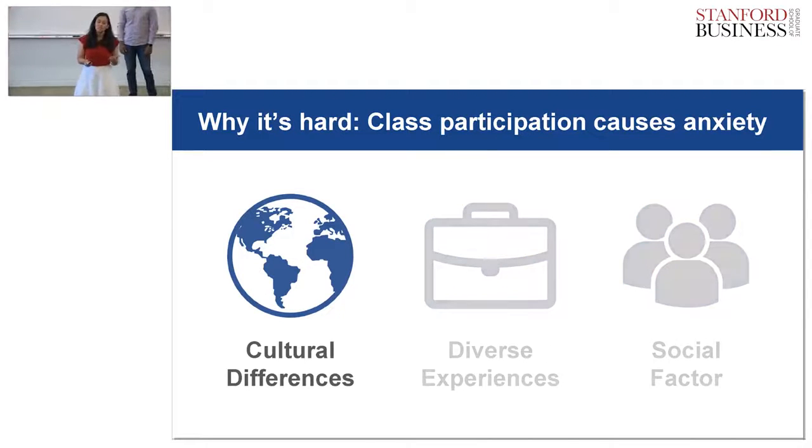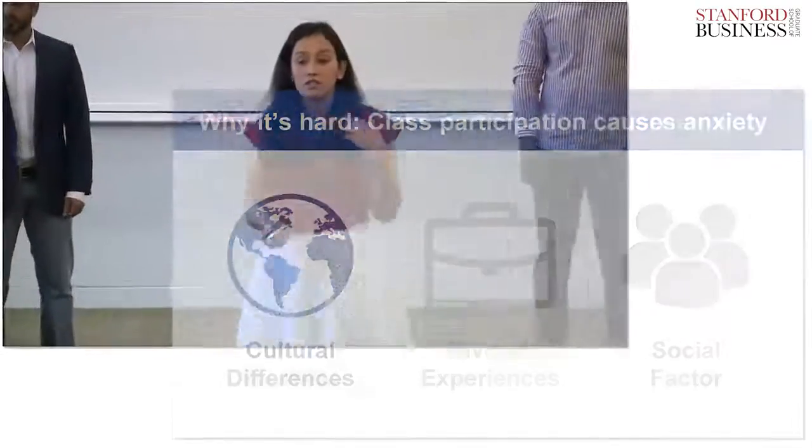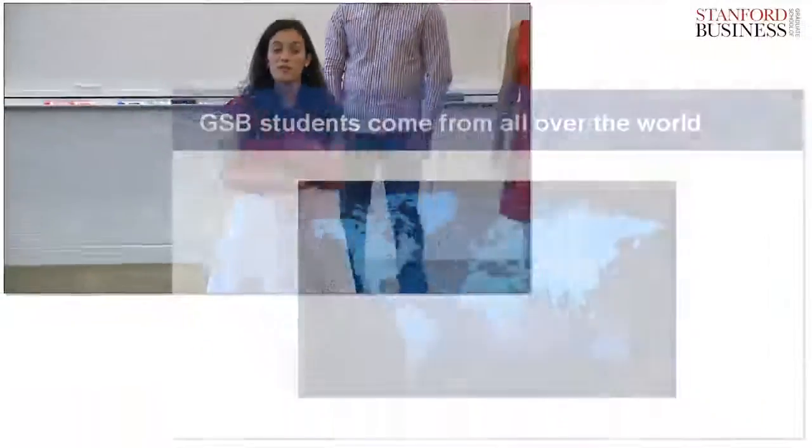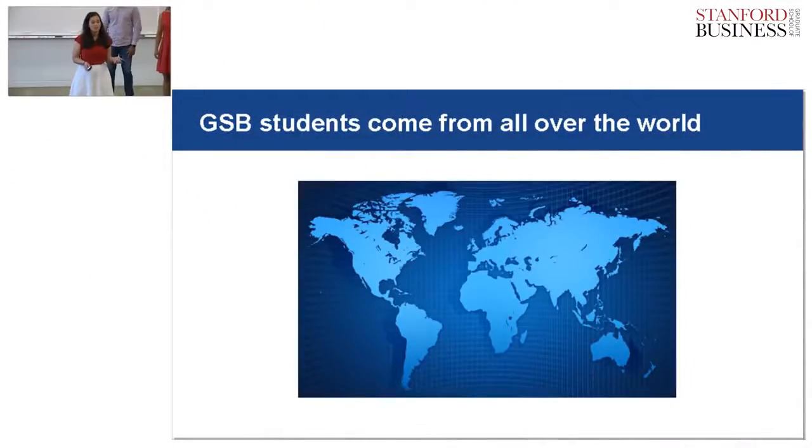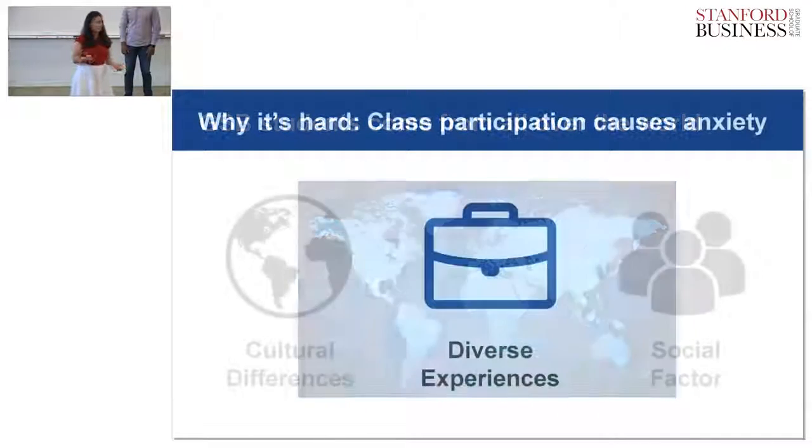Cultural differences can be really challenging at the GSB. If you're coming to a new country, you may be speaking a language that isn't your first language. In some cultures, you should really defer to the person of authority, or it's not commonplace to dissent publicly and openly. But we want to remind you that the majority of GSB students come from all over the world. 40% of the students are international, and we have representation from 53 different countries. So you're not alone. How you feel, there's somebody else in the room who feels the same way.